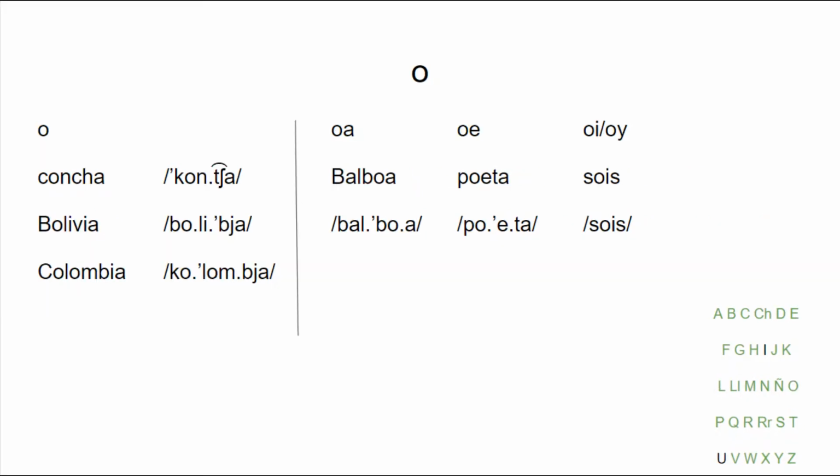O is especially important to get the shape of your mouth. It's not oh with a big mouth change, it's oh, oh. So we have Concha, Bolivia, Colombia, Balboa, Poeta, and Sois. Notice that OI or OY will change the pronunciation to OI.